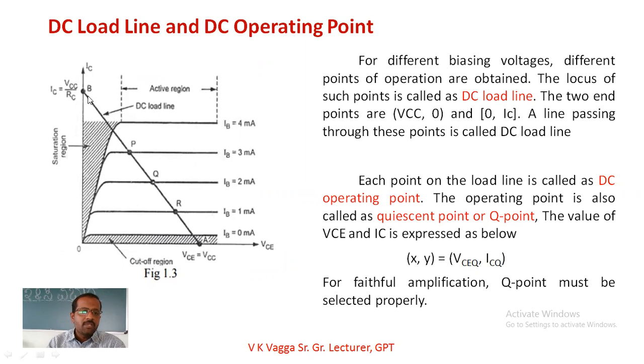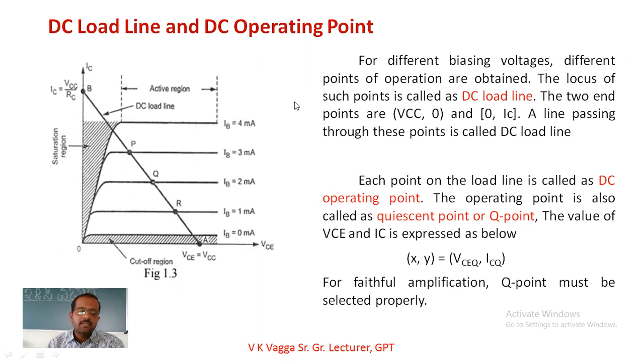After that you can see one line here, which itself is called the DC load line. You can see the points on the line here: A, R, Q, P, B, etc. All those points on this line are called the DC operating points. As per this diagram, for different biasing voltages, different points of operation are obtained.